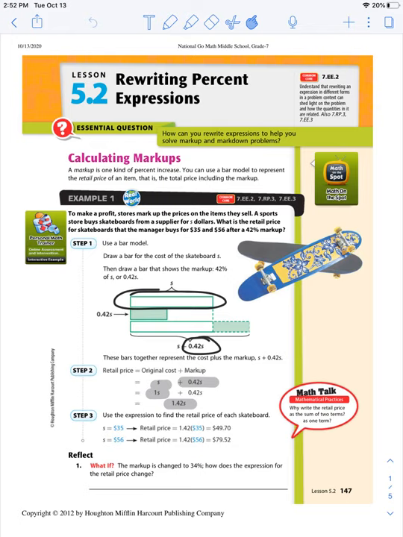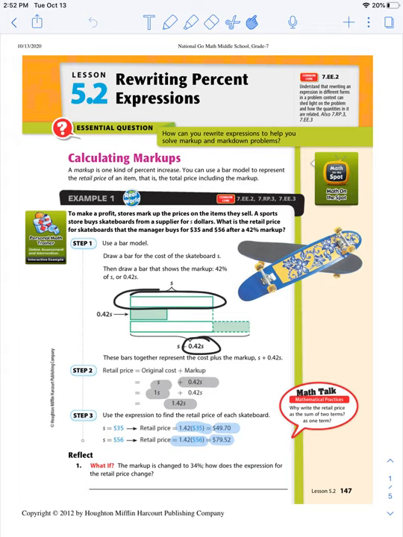And now I can just plug in the values of S that they gave us. So if S is 35, I have 1.42 times 35, which is $49.70. Or if S is 56, then I have 1.42 times 56, which is $79.52.